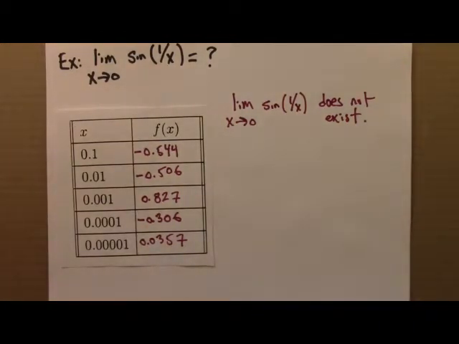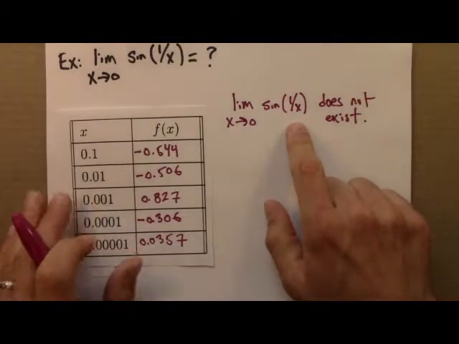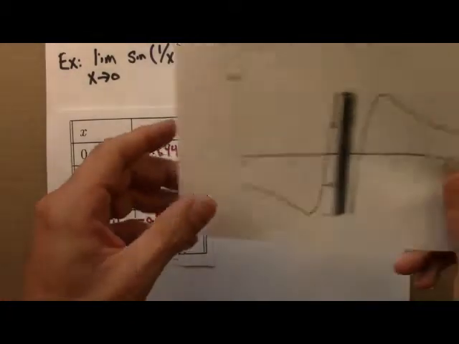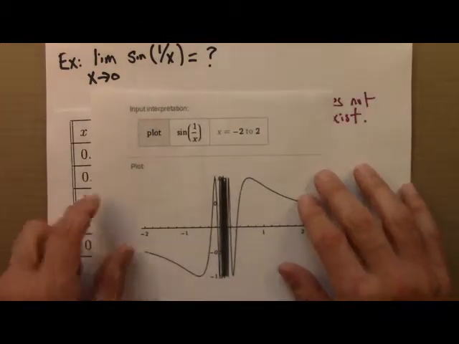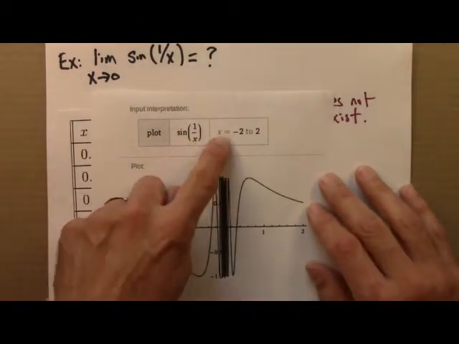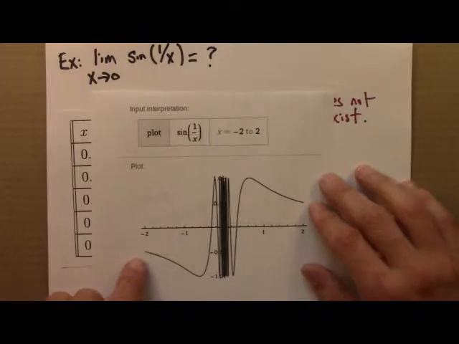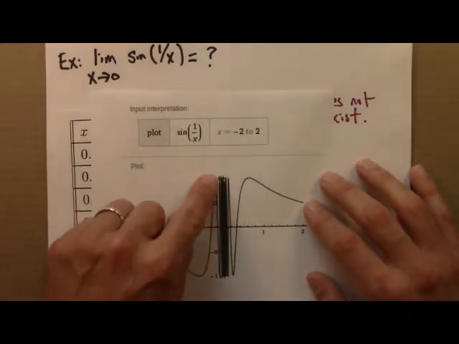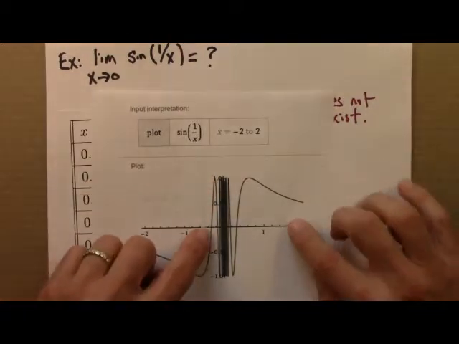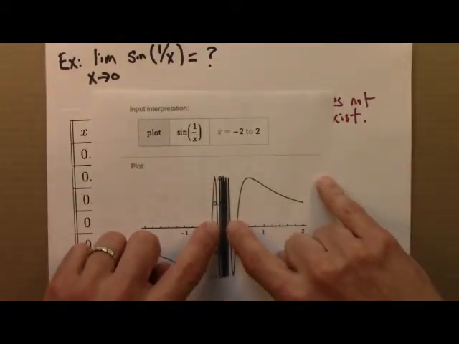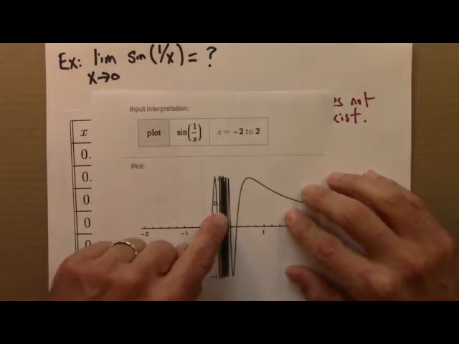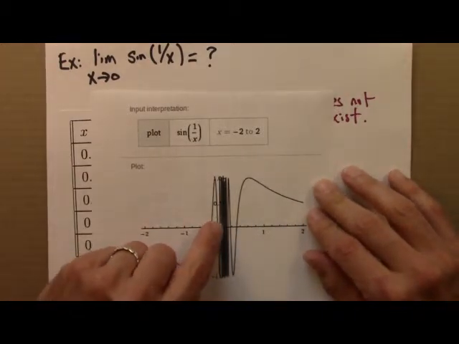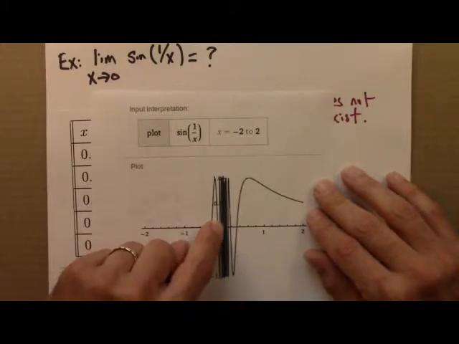So that's a little bit of a surprise, but it's good to know that not all limits exist. And let's look at a picture of this. So here's Wolfram Alpha, and I'm plotting sine of 1 over x, again from -2 to 2. And we can see that sine functions are wiggly functions, and as we get closer and closer to 0, they wiggle faster and faster. And so as we sneak up on 0, the wiggles just keep getting faster. The wiggles don't slow down.